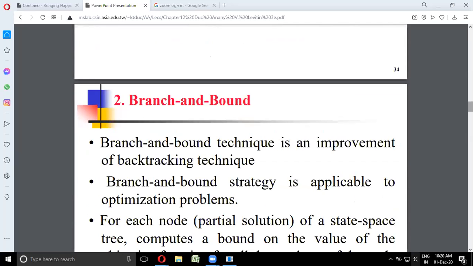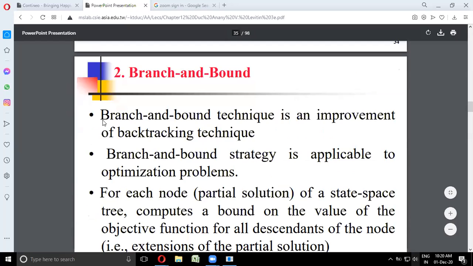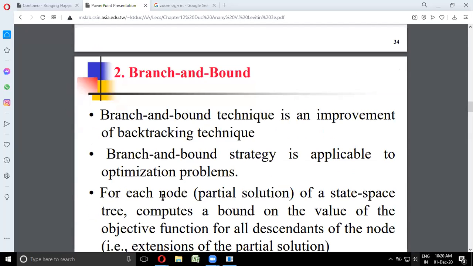So again, the branch and bound strategy, if you see, is a kind of optimization technique. We can say the branch and bound technique is an improvement of the backtracking technique. For each node, it is going to give you a partial solution of a state space tree, and it computes a bound on the value of the objective function for all the descendants of the node.